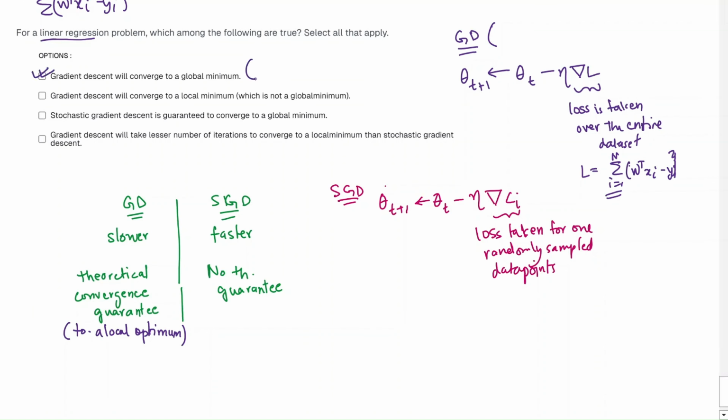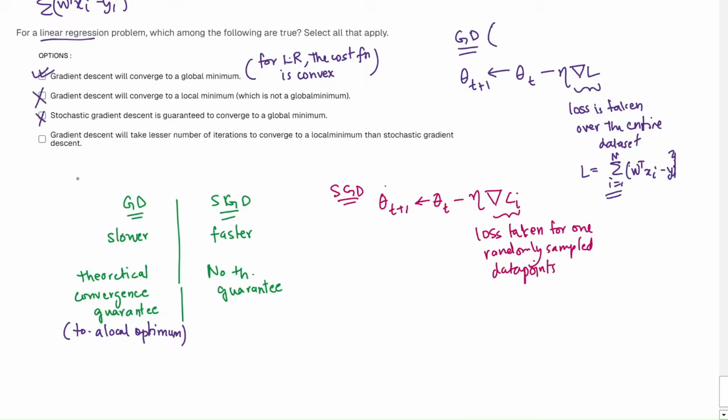And this is because for linear regression, for LR, the cost function or the loss function is convex. If it had been non-convex, then this guarantee would not have been possible. The second option is definitely false. Stochastic gradient descent is guaranteed to converge. This is false.